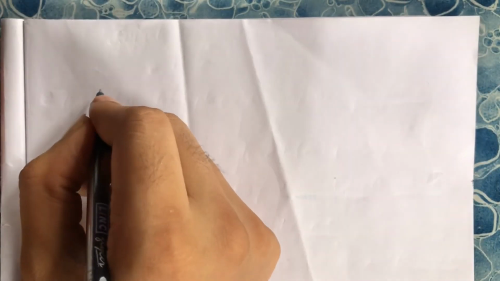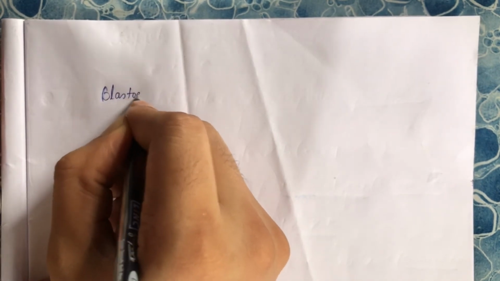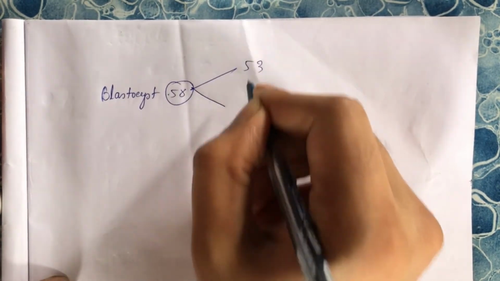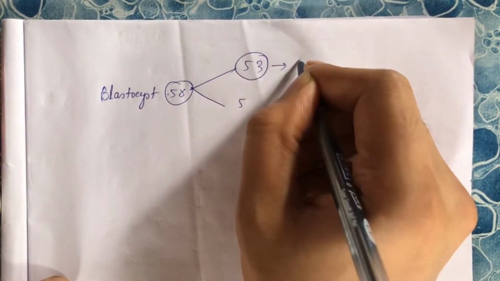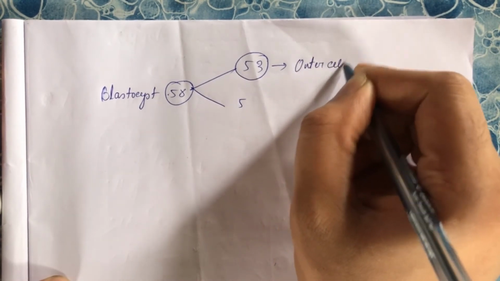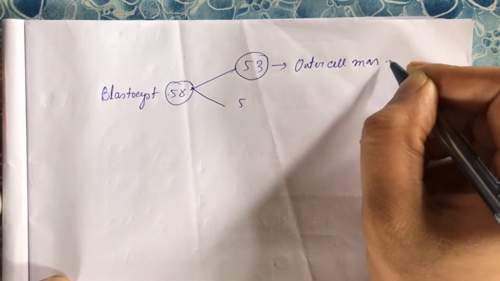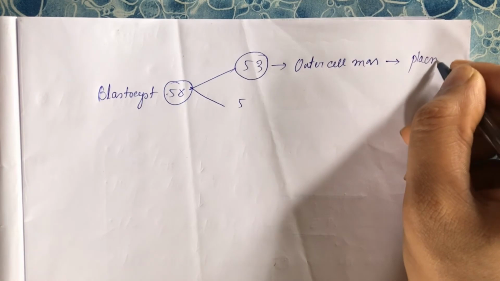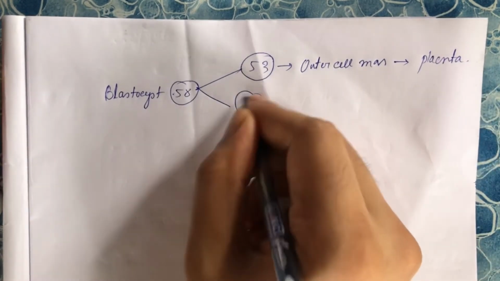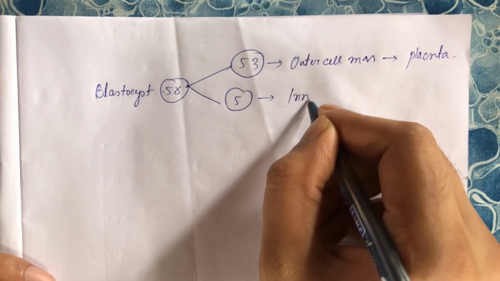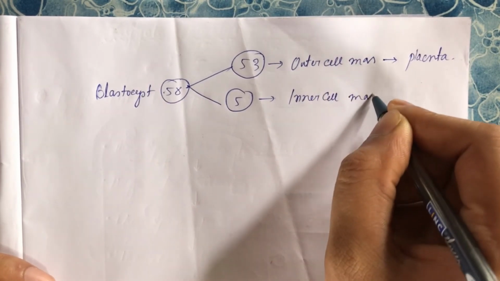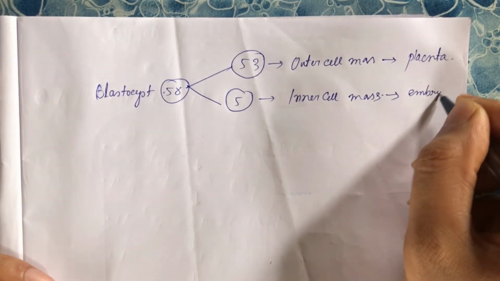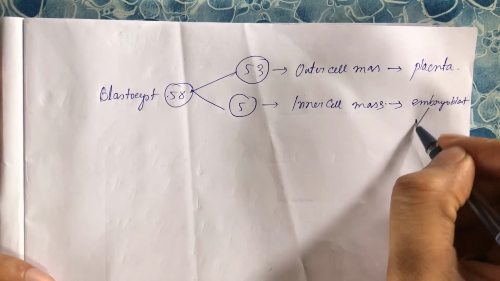And one more thing, the blastocyst contains 58 cells, which divide into 53 and 5. These 53 cells are the outer cell mass, which forms from the trophoblast and forms the placenta, and these 5 cells, which are from the inner cell mass, will form the embryoblast, which forms the embryo proper.